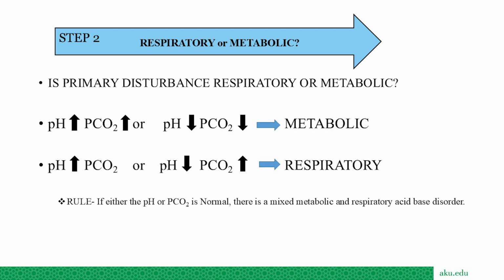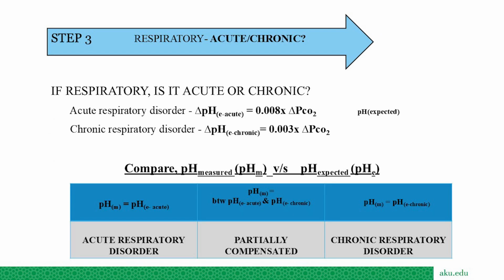If we identify that the patient has a respiratory disorder, the next step would be to see if the issue is acute or chronic. How do we do this? For the respiratory issue, first we take out delta PCO2. What is delta PCO2? It is the difference between the patient's PCO2 and the normal PCO2. Then we take out the difference between the measured pH of the patient and the expected or ideal pH. So we take these differences and put these values into these equations.